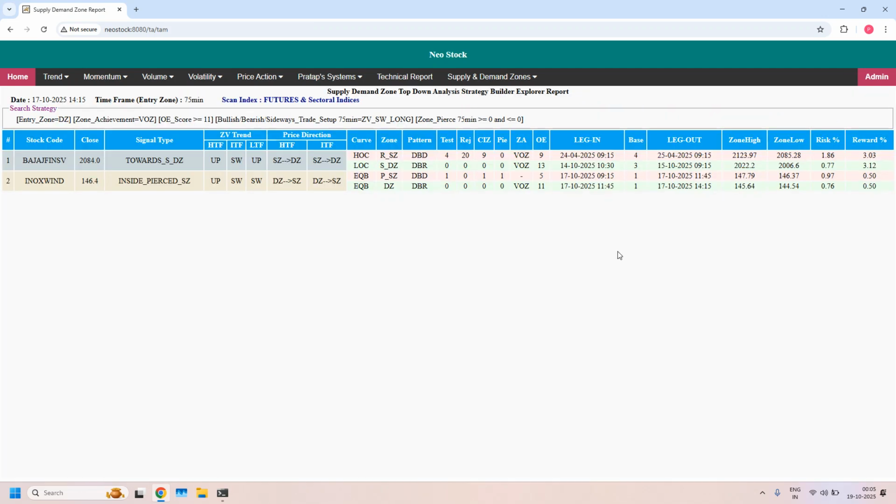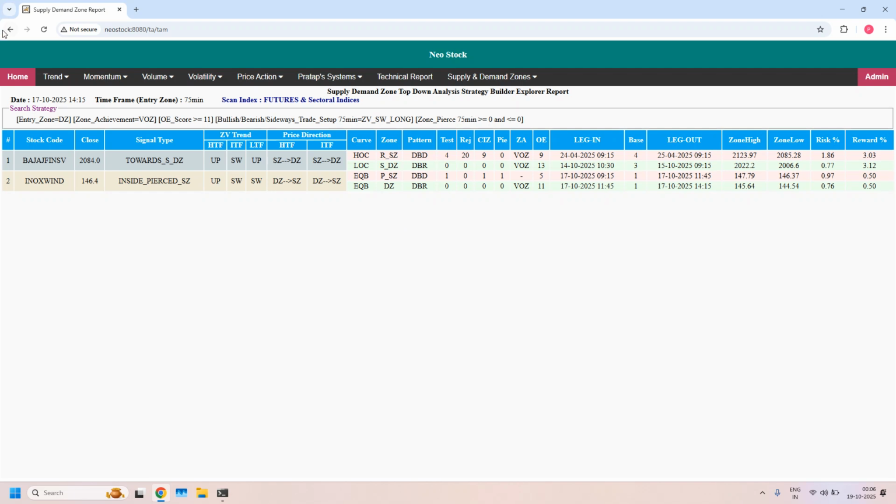Let's filter. So 2 stocks we got. Both are 75 minutes demand zones, supporting sideways long trade setup for weekly income trade. Okay, for these 2 75 minutes demand zones, you should plan trades only if less than 30 video checklist items are satisfied. Otherwise, higher chances of zone violation.